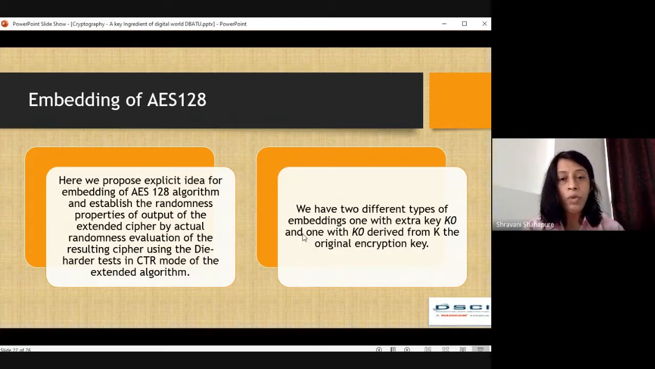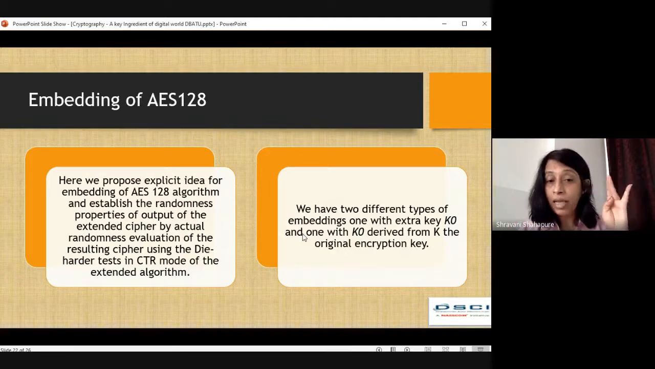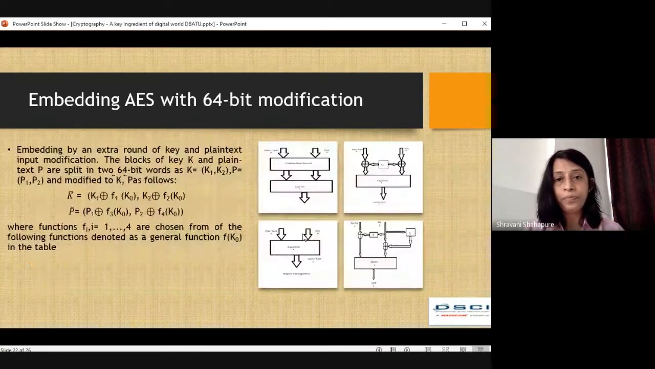Here we will either have this extra key come from outside, or we will generate it from the key that we have. So now we have the encryption algorithm, the embedding, the key that is required, and the functions. We will go to the next slide.